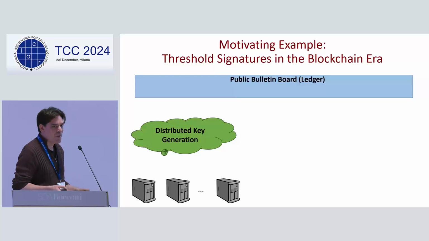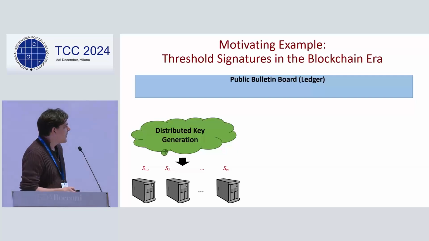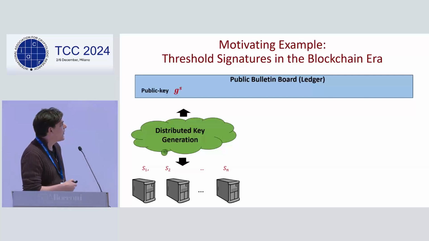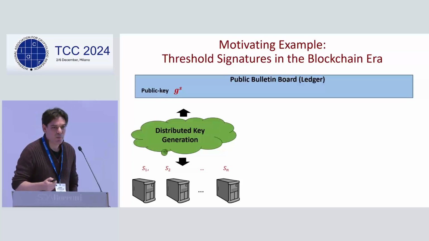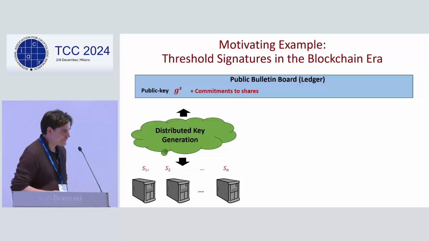And we start by running what's called distributed key generation, which is really an extensively studied primitive. So what does it do? It samples a random secret, delivers a secret sharing to the servers, and publishes on the blackboard, say, the secret raised to the exponent of some public group element. In addition, typically we also assume that this outputs commitments to the shares.